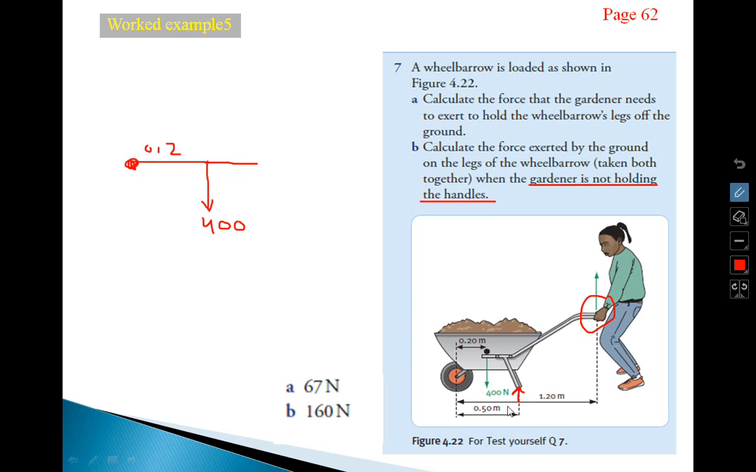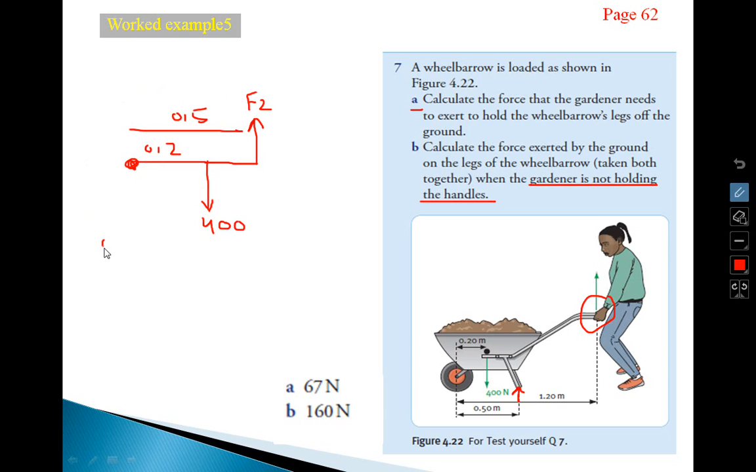And then what we have here? We have this force, the force by the ground, or the force acting on the legs. Let us say, for example, F2, with distance from the pivot up to the force of 0.5 meter. We will apply the same formula as in section A. This one is clockwise, this one is anti-clockwise.